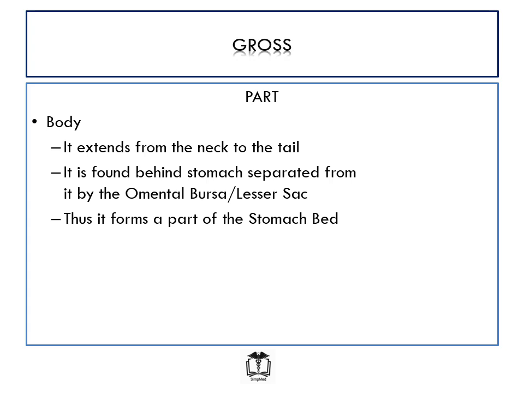Let's talk about the body of the pancreas. The body of the pancreas is the largest aspect of the pancreas. It extends between the neck and the tail, and it forms a major chunk of what we call the stomach bed. Remember that the stomach bed are the posterior structures behind the stomach. The body of the pancreas is separated from the stomach by a large space we call the lesser sac or the omental bursa.